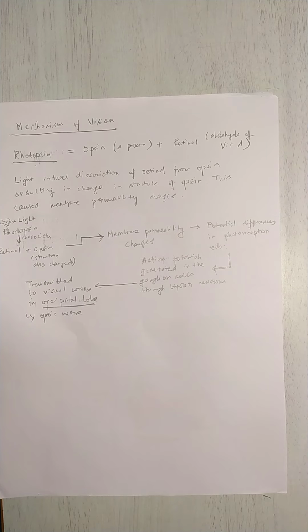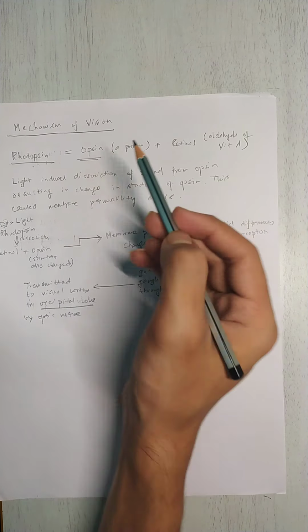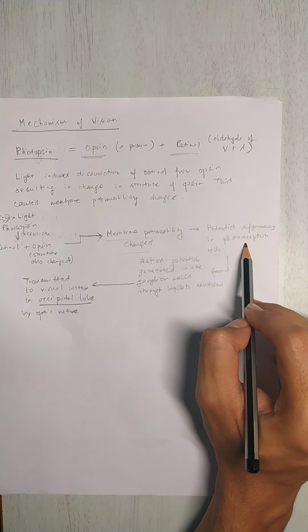black and white vision. So when light hits this particular pigment in the rod cells and the cone cells, the photoreceptor cells of our eye, the pigment is split into a protein known as opsin and another compound known as retinal, which is an aldehyde of vitamin A. The dissociation of rhodopsin into opsin and retinal, and also the change in the structure of opsin by this reaction, all bring about a change in membrane permeability. This change in membrane permeability results in a potential difference in the photoreceptor cells.